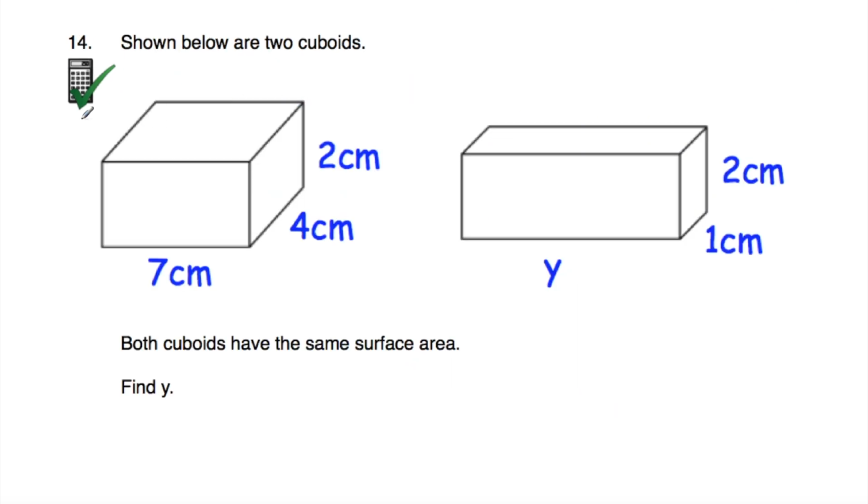Okay, let's have a look at our next question, question number 14. Question number 14 says, shown below are 2 cuboids. So we've got these 2 cuboids, and we're told that both cuboids have the same surface area, and we've been asked to find why.